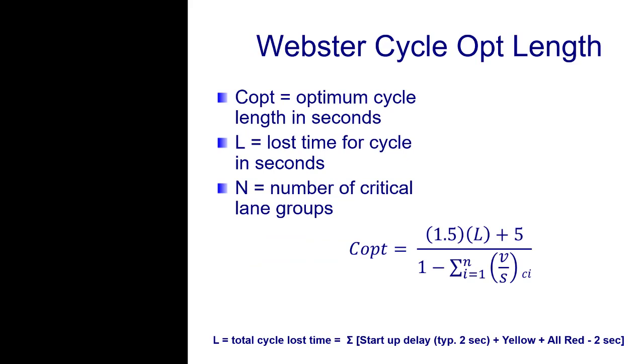The Webster cycle for optimum length: C optimal equals the optimum cycle length in seconds. L equals the loss time for the cycle in seconds. N equals the number of critical lane groups. L equals total cycle loss time, which equals the summation of startup delay, typically 2 seconds, plus yellow plus all red, minus 2 seconds. You can see your equation there. C opt equals 1.5 L plus 5 divided by 1 minus the sum of your V/S critical groups.